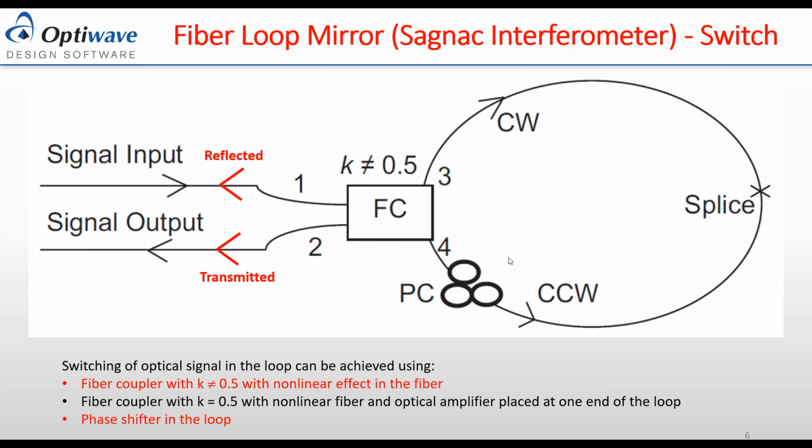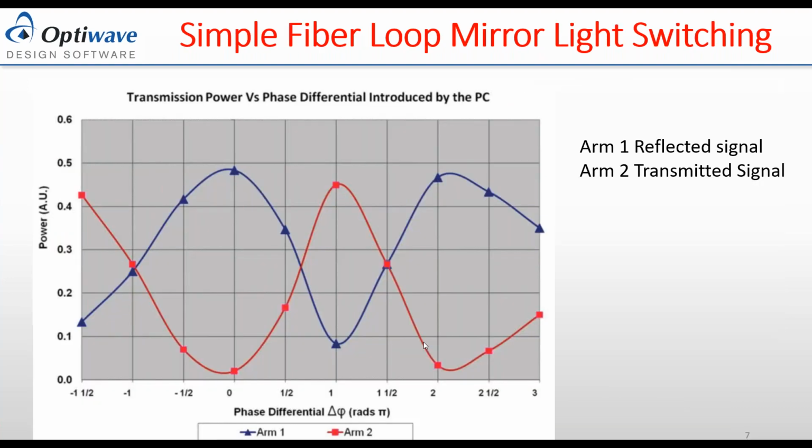The other way is to place a phase shifter like a polarization controller or any other phase shifting mechanism like liquid crystals or a Mach-Zehnder modulator, whatever you can have as a phase shifting mechanism in here, so you make a difference between the clockwise and counterclockwise electric field propagated in the loop. With these kinds of mechanisms, you should be able to control the switching of the incoming signal, either going back again, reflected back into terminal 1, or transmitted to terminal 2.